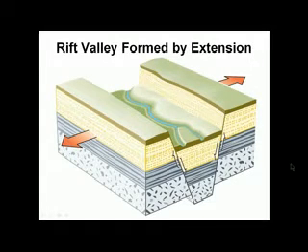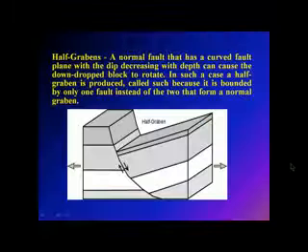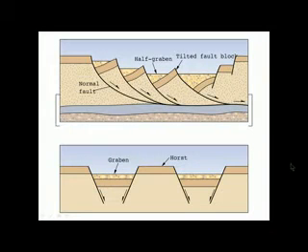Rift valley formed by extension. This is a half graben. As you can see, there is a series of normal faults, half grabens, and down there is a graben and horst. You can also find this normal fault, the graben and horst, in the Gulf of Suez of Egypt.